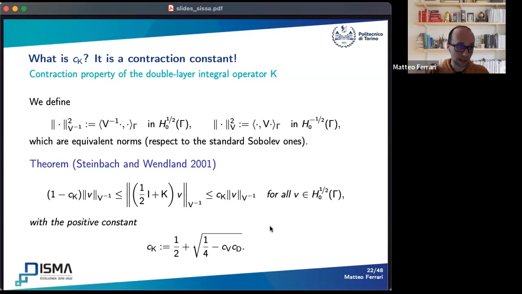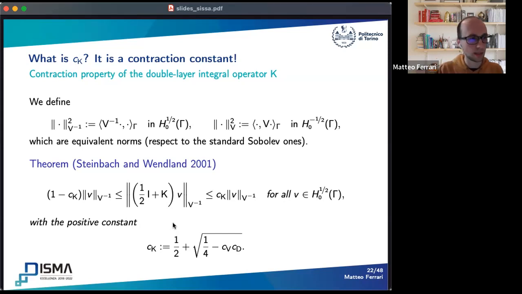This depends on the ellipticity constant of the single layer operator and the hypersingular operator. We can see from the definition that this is something between one half and one, because if this product is zero, then we have one. On the other side, when CV CD is equal one by four, then this is zero and we have one half, the case of the circle.